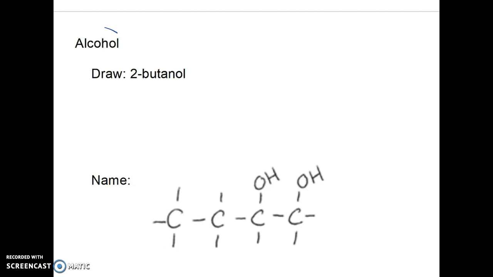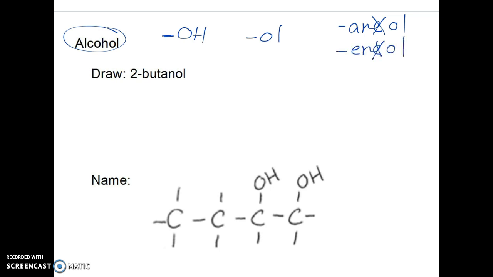The first is an alcohol. An alcohol group is simply an OH attached somewhere. It's a hydroxyl group. The way we name it is that we put -ol at the end. So instead of -ane, we drop the E and add -ol. If it's -ene, we drop the E and it'd be -enol. In our class though, we pretty much won't mix double bonds, triple bonds, and oxygen groups together.